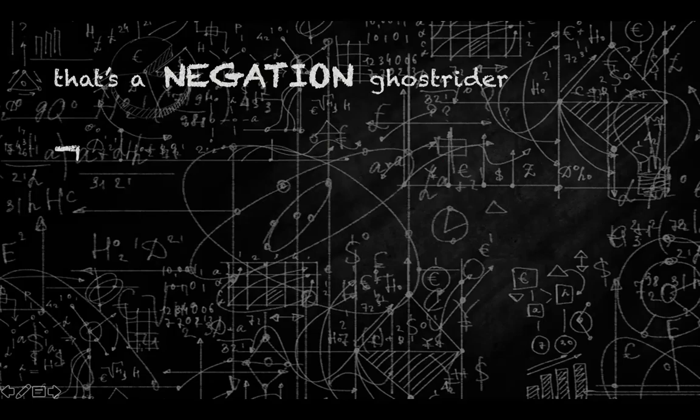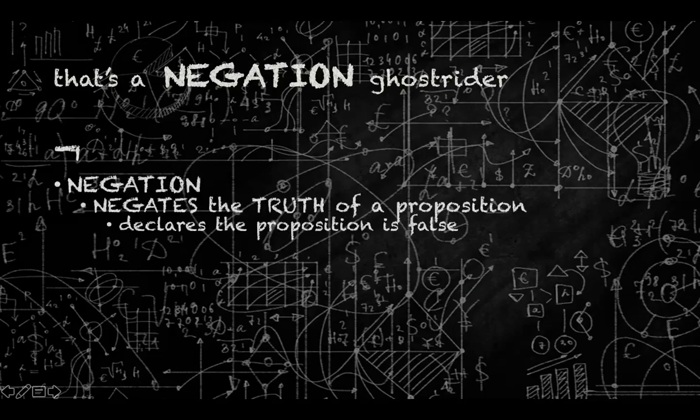So first, we're going to use negation. Right? And I've got, that's a negation ghostwriter. Have you guys seen Top Gun? Yes. Okay. Do you remember when he says that's a negative ghostwriter? So that's a negation ghostwriter. Okay. So this negation looks like a minus sign, but it has this little hook on the end. And what it means to negate something is it declares that what it's saying is actually false. Right? So it like subtracts the truth of a proposition.